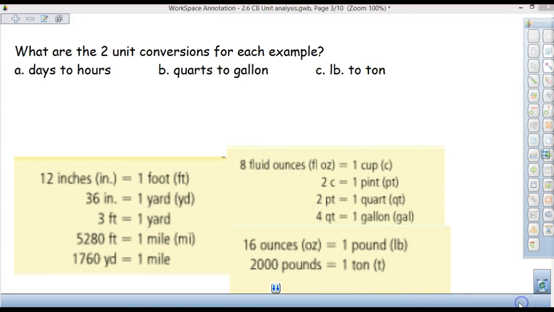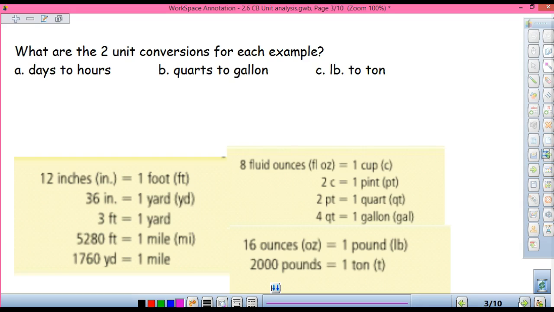Okay, so that's one way that we do unit analysis. Another way that we do it is when we're converting one unit into another. So if we're going days to hours, well, what's my conversion for days to hours? 1 day equals 24 hours. Yep.